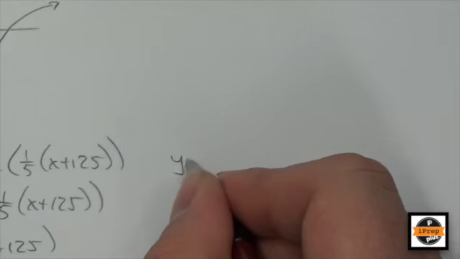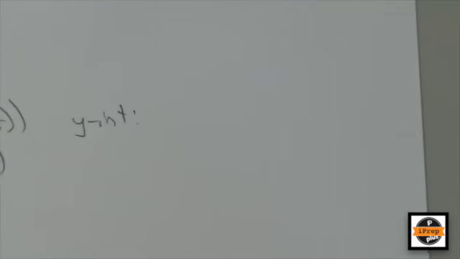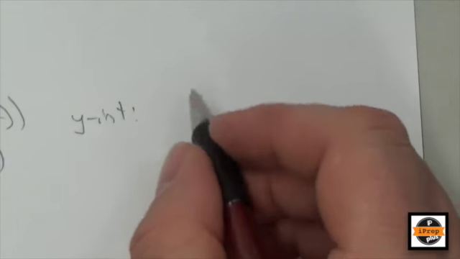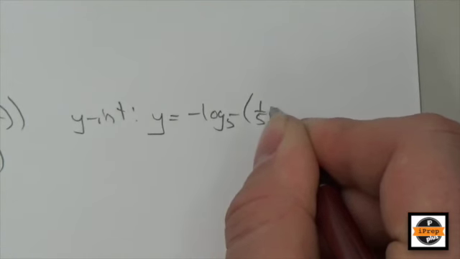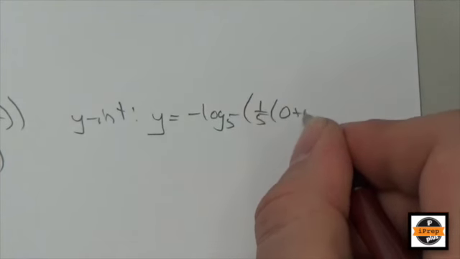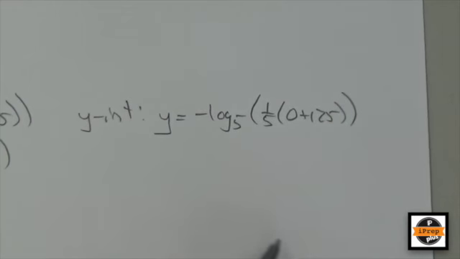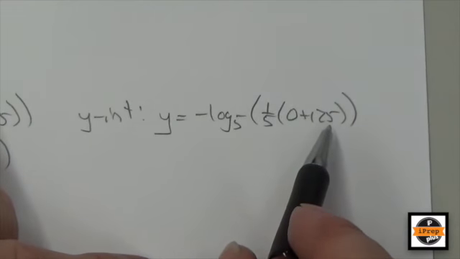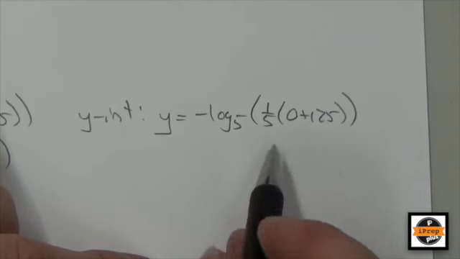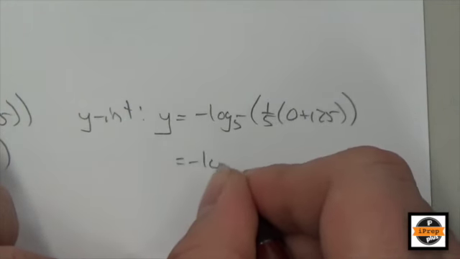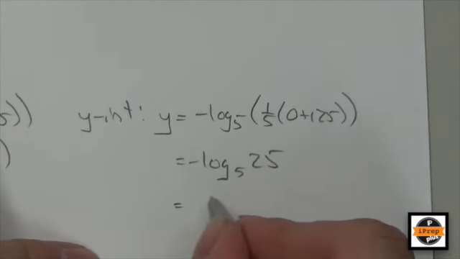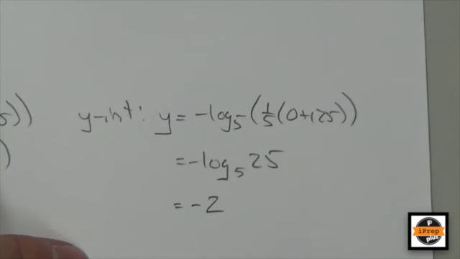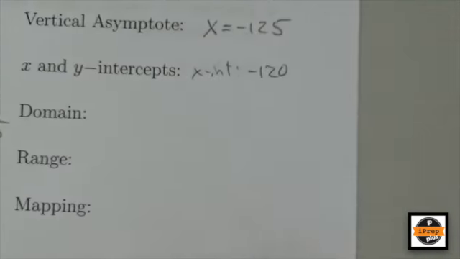The x-intercept is negative 120. Now, my y-intercept, as we saw in that last question, is just a matter of evaluating. So this is going to be y is equal to the negative log base 5 of 1/5 of 0 plus 125. And all I've got to do is evaluate this. Well, 0 plus 125 is 125. 1/5 of that is going to be 25. The log base 5 of 25 is just 2, and there's a negative coefficient right there. So my y-intercept here is going to be negative 2.